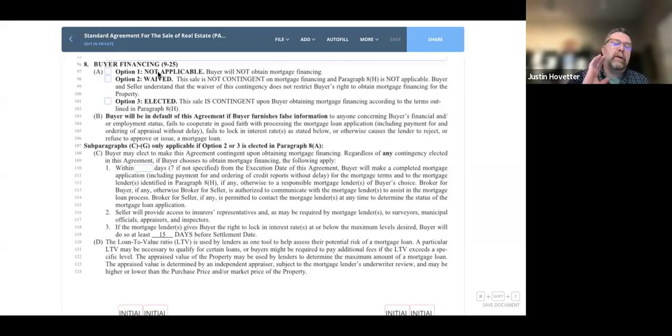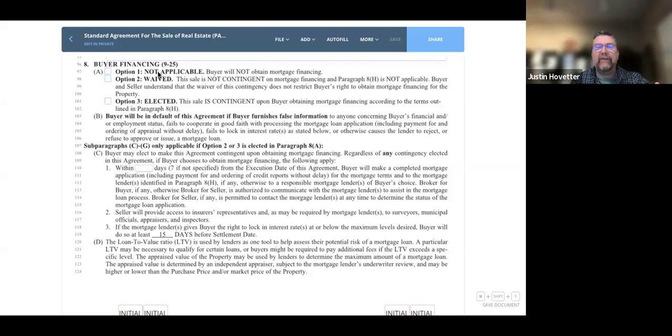So if you hit not applicable, you don't have the option to send in a lender or an appraiser. You are stating to the seller that there will not be mortgage financing involved. This is going to be a cash purchase or cash equivalent purchase, home equity loan, cash out of stocks, or it doesn't matter. You're bringing cash to the table. There's not going to be a lender there sending a wire with a mortgage.